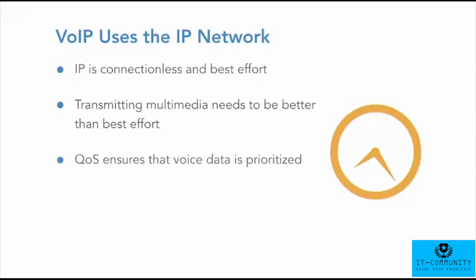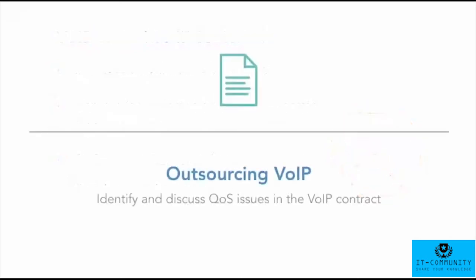On an IP network, quality of service makes sure that voice data is prioritized when traveling through the network. When you implement quality of service, real-time traffic is delivered first before everything else, such as Word documents and email. In addition to configuring the devices to monitor and prioritize time-sensitive traffic, if you outsource voice over IP, make sure to identify and discuss quality of service issues on the VoIP contract.